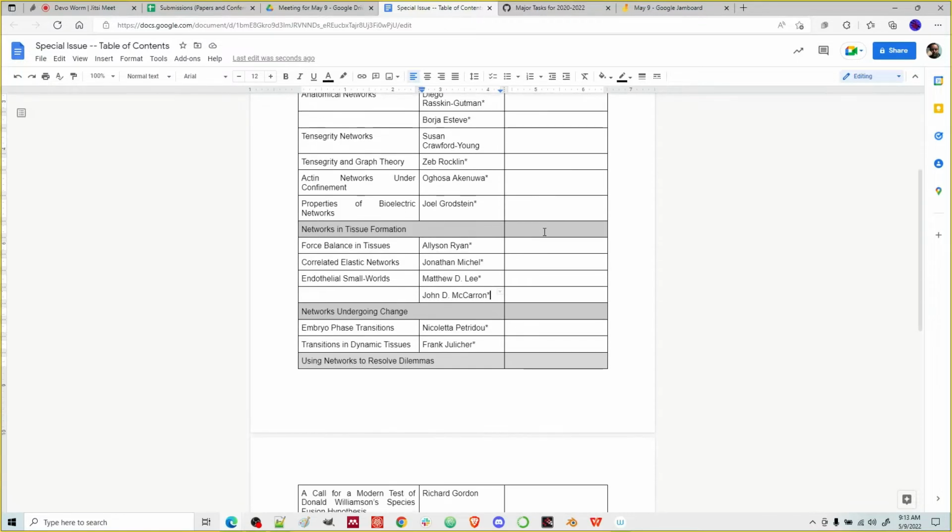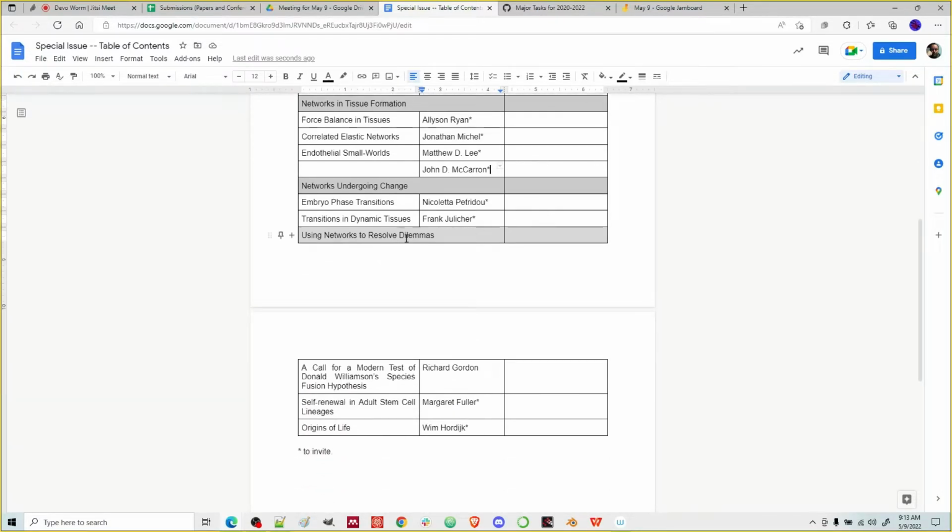Okay. And then using networks to resolve dilemmas. That's the last part, which would be different open questions with networks. It's not as focused on networks, but it's how to use networks to resolve dilemmas. And in that category, I put Dick's idea about a call for a modern test of Donald-Williamson's species fusion hypothesis.